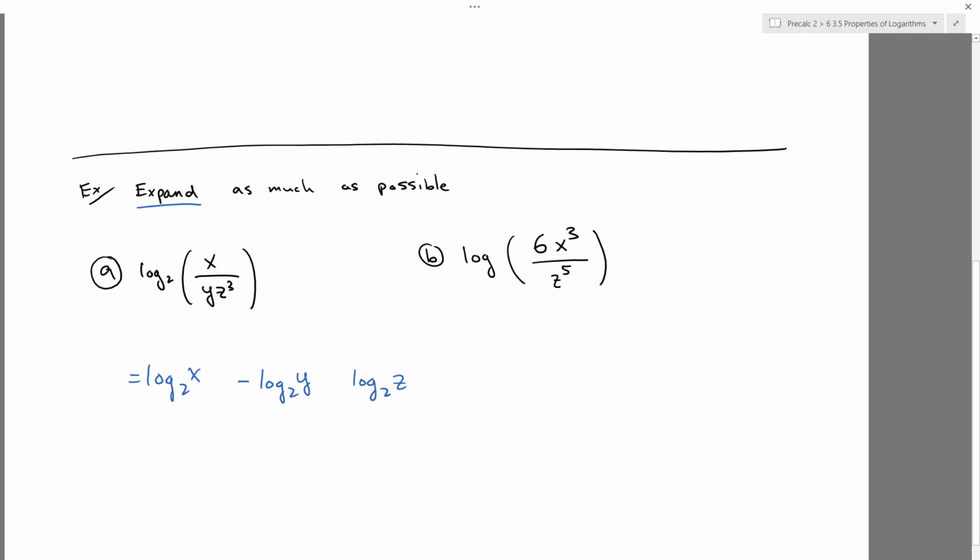Finally, let's leave some space for the coefficient. So x doesn't have a power, so I don't need a coefficient. Y doesn't have a power, so I don't need a coefficient. And then z is the third power, so the coefficient becomes 3.